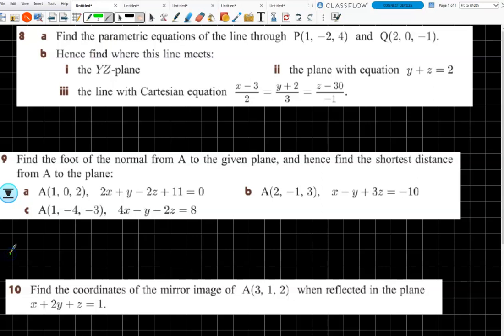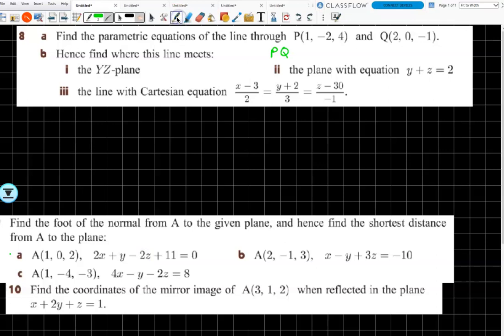Part A, find the parametric equations of the line passing through P and Q. What two things do we need to find the equation of a line? Direction vector. So we're going to find PQ. That doesn't take us very long these days. Do we agree? PQ will be 1 take 1, 2 take 0 is 2, minus 1 take 4 is minus 5. Are we happy with that?